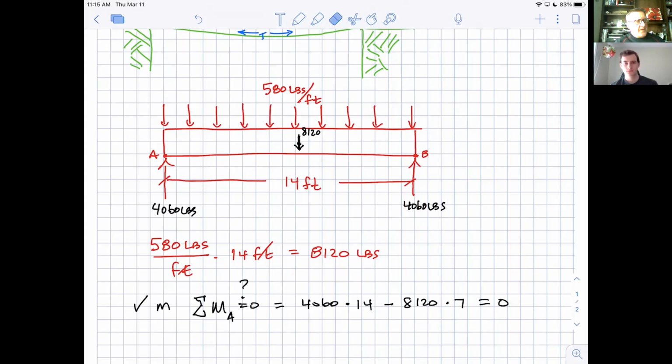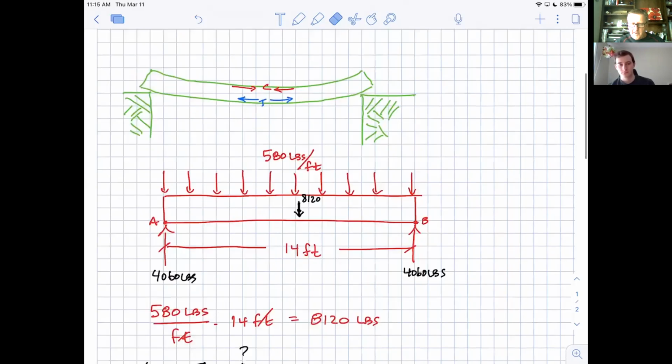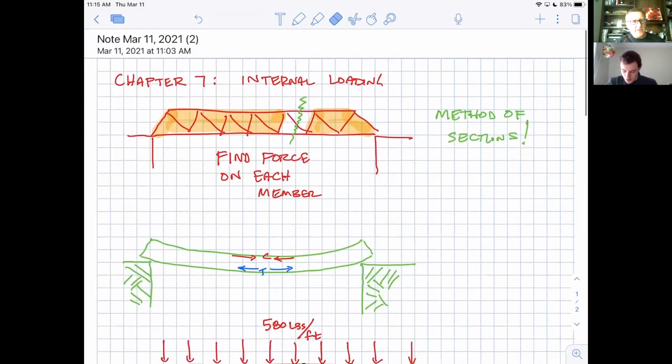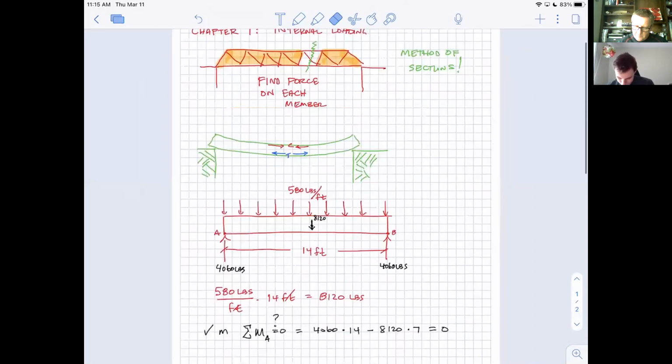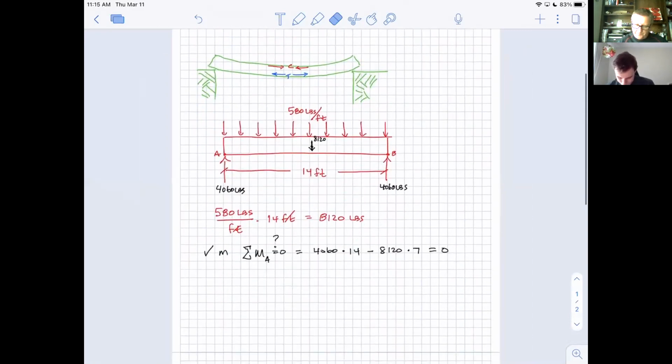Okay, so what's happening inside the beam? And so we're going to actually use the method of sections to take a chunk of this beam and kind of look inside it in exactly the same way that we did up here. We're just going to chop the beam open and see what's happening inside of it, so that we can choose the right beam to make sure it doesn't tear apart or crush. So let's do that.